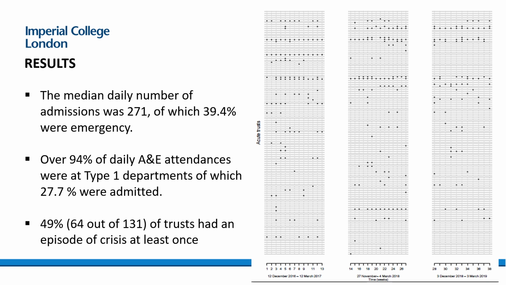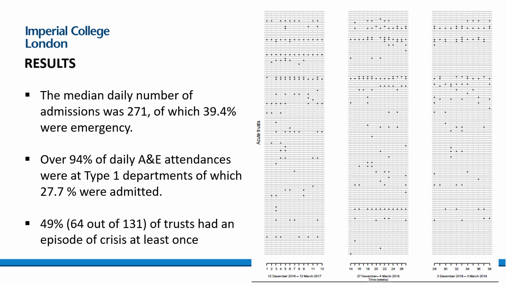In the graph, you can see time points of trust status in England during the pre-winter period. The black dots represent when the trust failed, and the grey dots represent when the trust didn't fail. Trusts who had an episode of crisis on average have a slightly higher number of admissions and A&E attendances per day compared with trusts which did not fail.